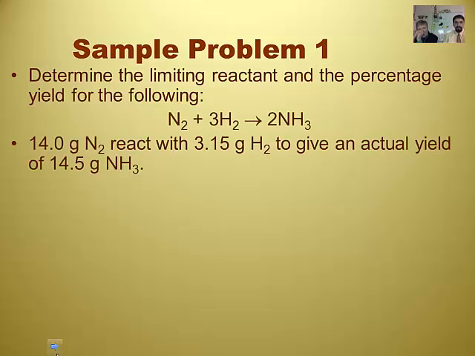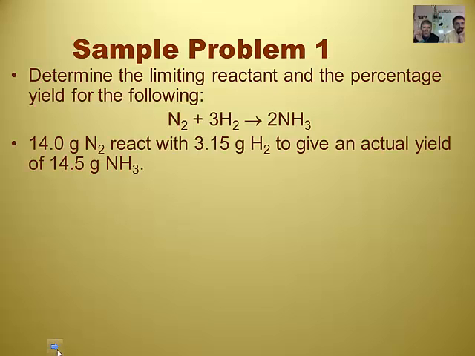Okay. So we're given, it's the Haber process again. 14 grams of nitrogen react with 3.15 grams of hydrogen to give an actual yield of 14.5 grams of ammonia. Okay, hold it. I don't get it.